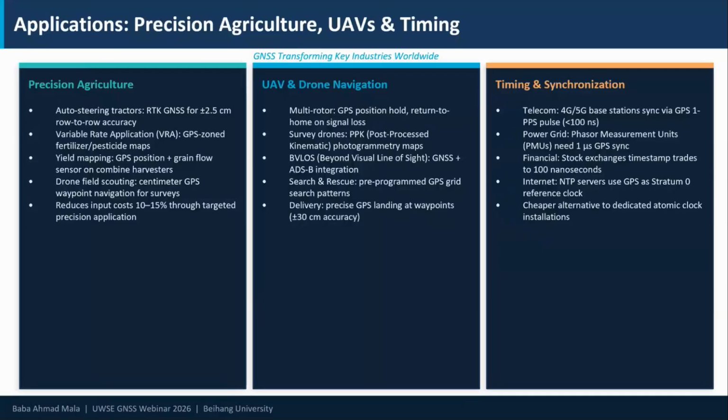Farmers nowadays use GPS maps to apply chemicals only where needed. It's a technique called variable rate application, and it creates yield maps that show the productivity of different parts of a field, reducing input cost by 10 to 15% through targeted precision application.